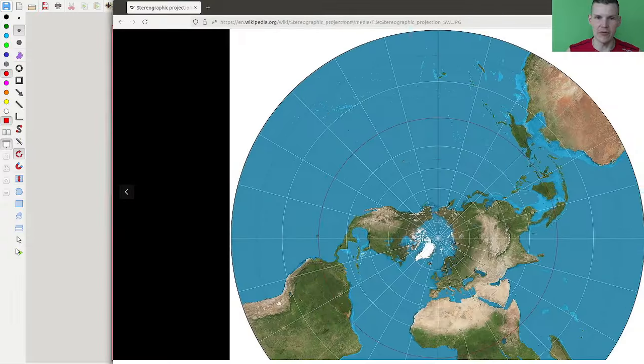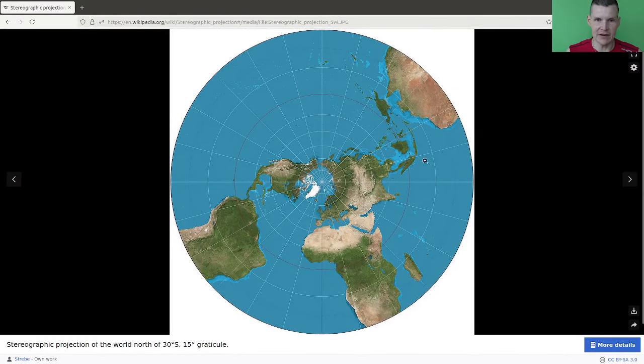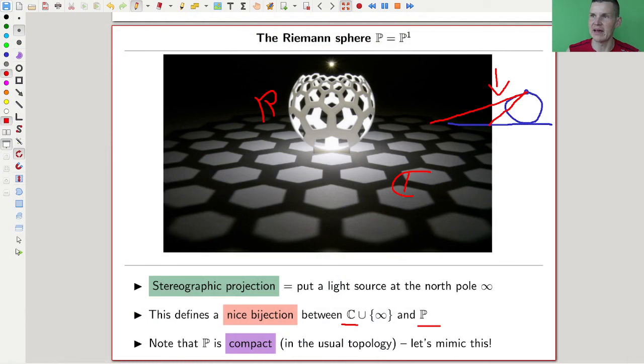And if you do that on maps, it will roughly look like this, which is somehow a bit distorted. So Greenland is really tiny compared to Africa, for example. It gets distorted towards the outside, and the North Pole is actually mapped to infinity. But the nice thing is that this guy, which I call projective one space, and this guy, which I call affine one space, so this one is compact, right? And the other one is not.